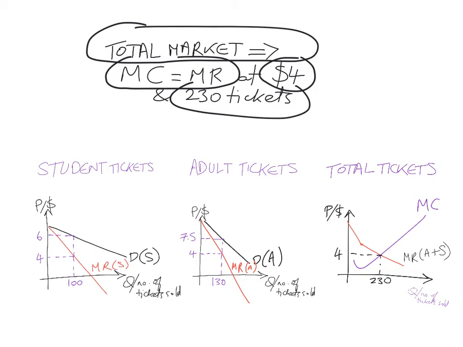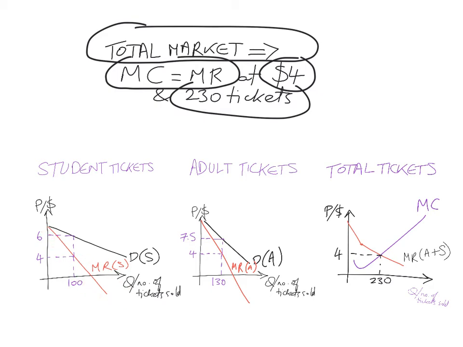Now, because adults have more inelastic demand and students have more elastic demand, you would have a relatively steep demand curve and therefore a relatively steep marginal revenue curve for adults, and a relatively flat demand curve for students, student tickets, and therefore a relatively flatter marginal revenue curve.